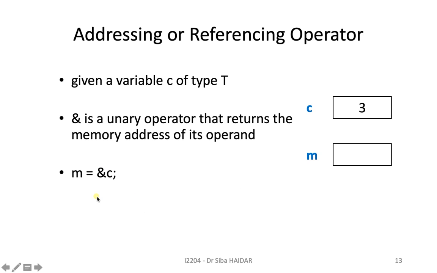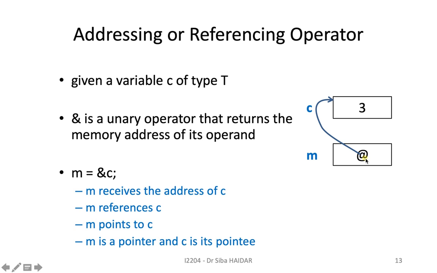So if I say the assignment m = &c, this means m is a pointer and m points to the variable c in the memory. We can state that m receives the address of c. We can also read this expression as follows: m references c. We can also say that m points to c, and m is a pointer and c is its pointee. So all these expressions are equivalent and they read the following expression, which is m = &c.